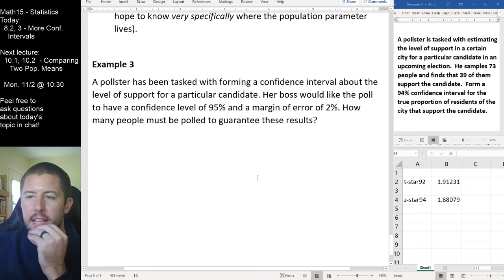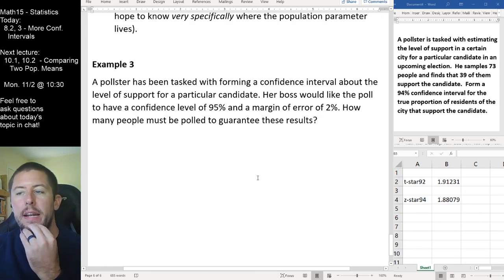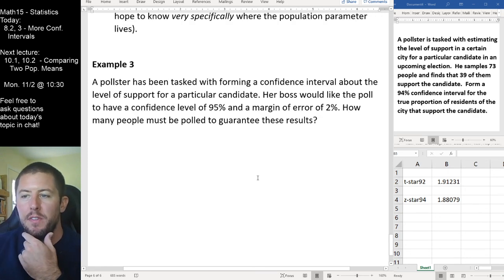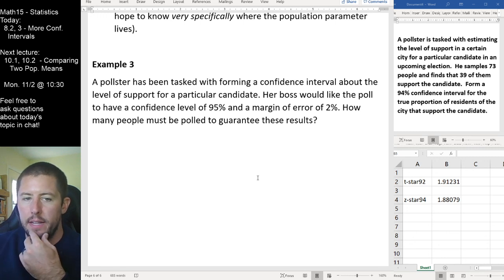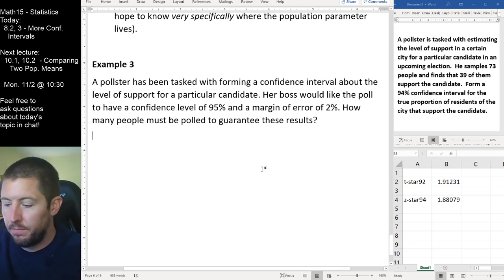So let's say this now instead. A pollster has now been tasked with forming a confidence interval about the level of support for a particular candidate. Her boss would like the poll to have a confidence level of 95% and a margin of error of 2%. How many people must be polled to guarantee results with these features? So you should notice what's super important here is we don't even have sample information.